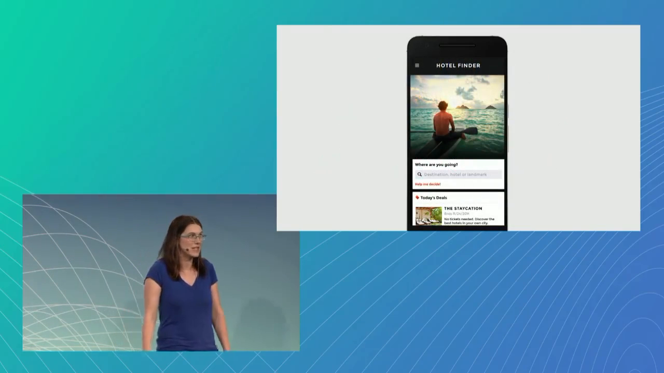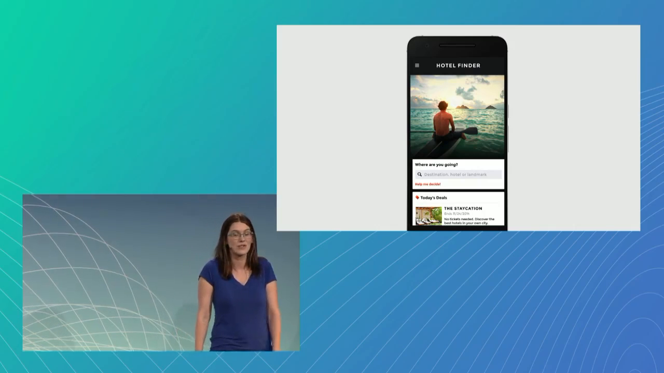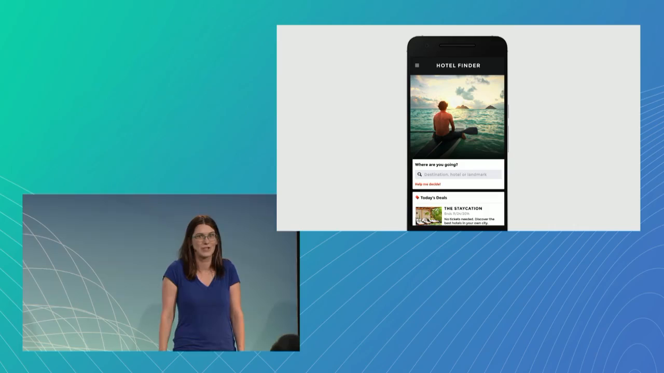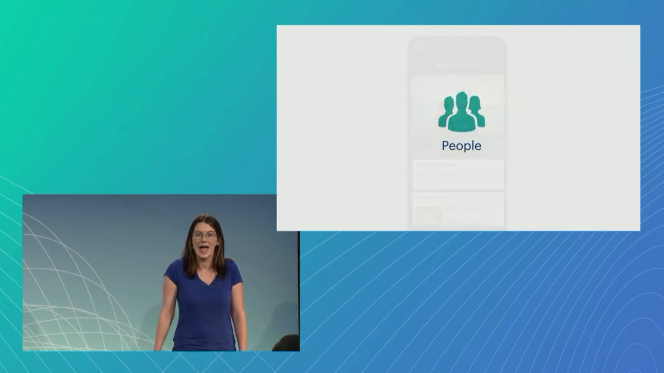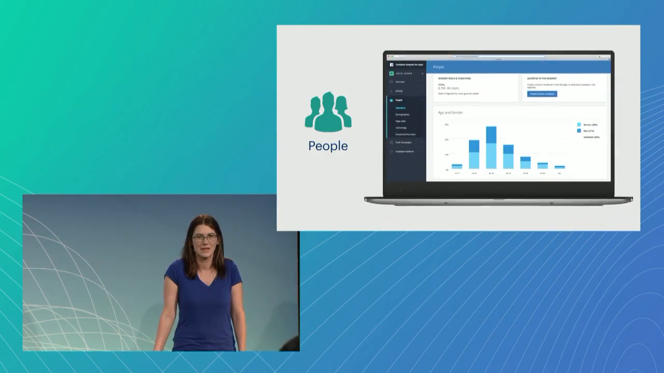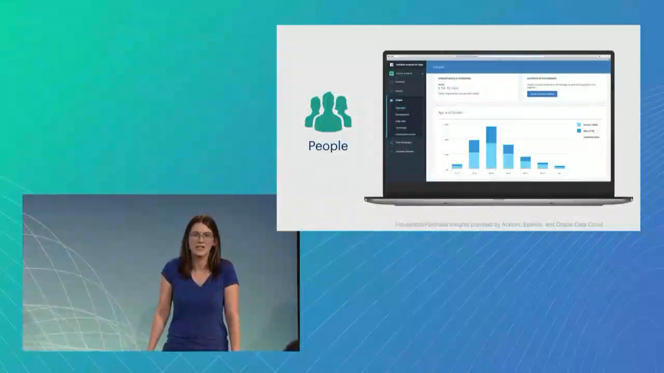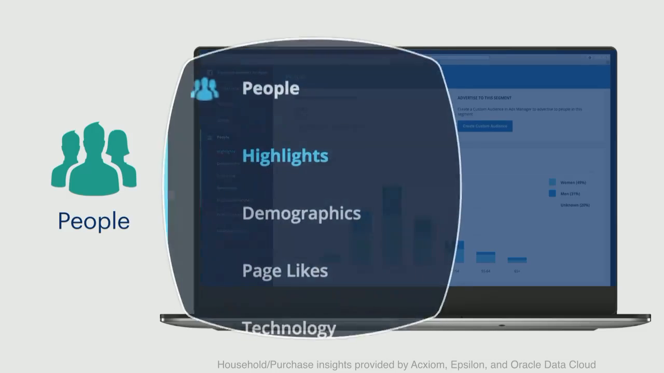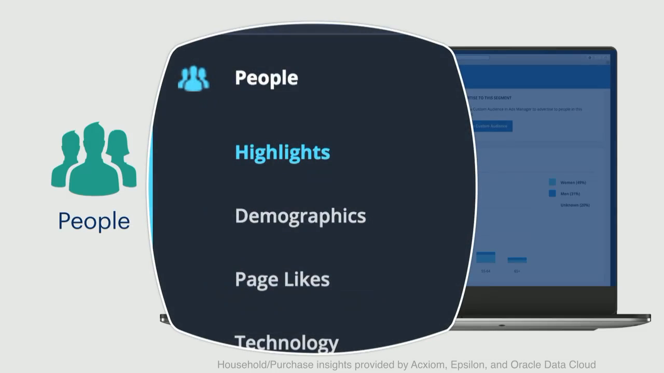Now, before I get into the new features that we've built, I want to introduce the Hotel Finder app. This is a sample app that I'm going to use to highlight the new features that we've built. And one of the new features that we've built is the People section. The People section gives you the deeper insights that you've asked for. It's powered by Facebook's billion daily active users and our partners Axiom, Epsilon, and Oracle Data Cloud. The People section is free and Facebook login is optional.